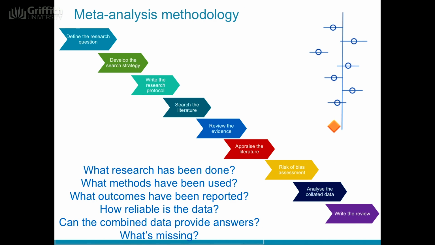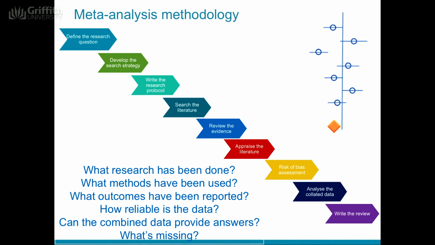Again, here's your methodology, and we start off with define your research question, develop your search strategy, write your research protocol, because again, this is a very rigorous process. You need to spell it out before you get going on your meta-analysis. How are you going to search literature? How are you going to review the literature? How are you going to appraise the literature? How are you going to do a risk of bias assessment? And for a meta-analysis, how are you going to appraise the collated data? There's a special software that you can use to do this. And then write your review.